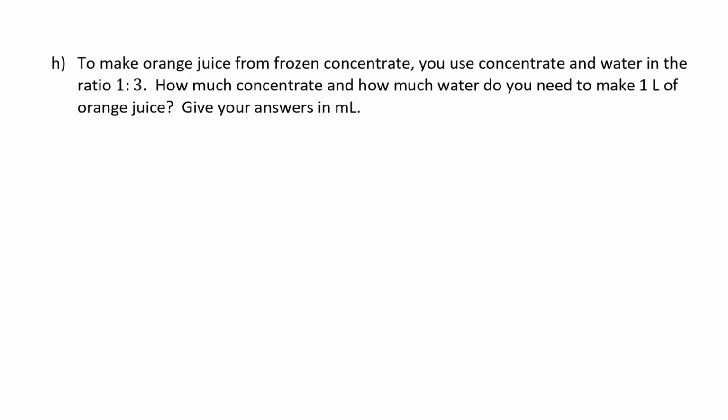Let's look at H now. We're going back to orange juice now. To make orange juice from frozen concentrate, you use concentrate to water at a ratio of 1 to 3. I don't know if you've ever done that before. It's a can of frozen goo, and you dump it out into a container, and then it says mix that with 3 equal cans of water. And then you have orange juice, but not freshly squeezed. It's much cheaper. We use 1 can of the concentrate, and then we add 3 parts water to that.